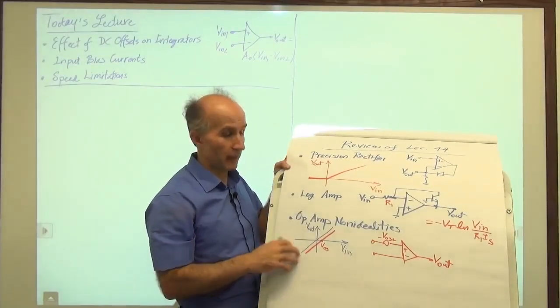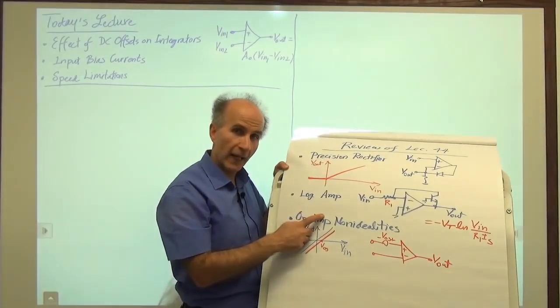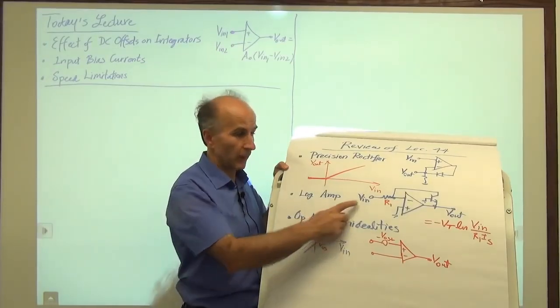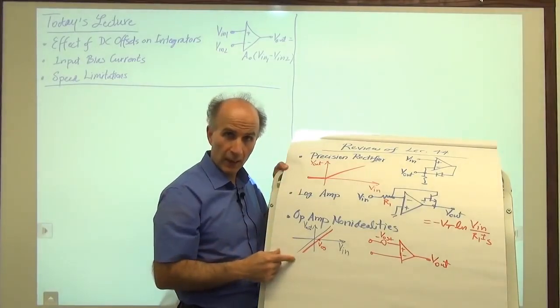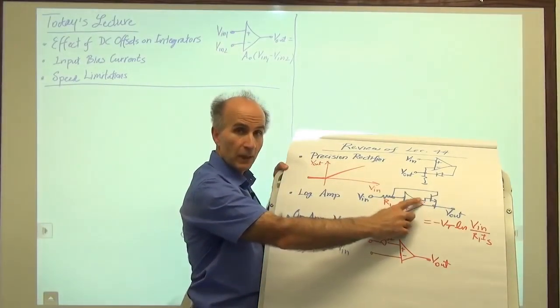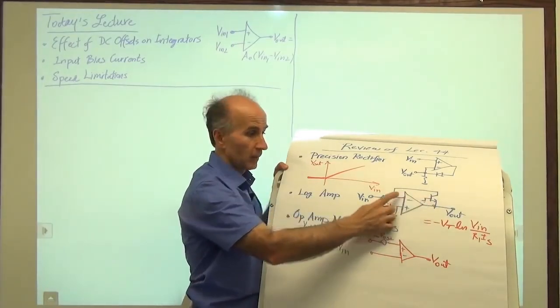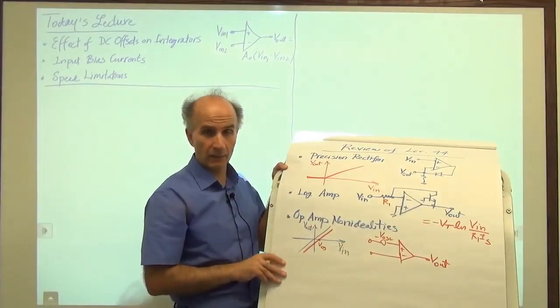Another type of circuit is a logarithmic amplifier, log amp, that has a characteristic from the input to the output that looks like a log function. And to do this, we place a bipolar transistor in the feedback loop from the output back to the input. And again, we saw that this circuit has this type of characteristic.